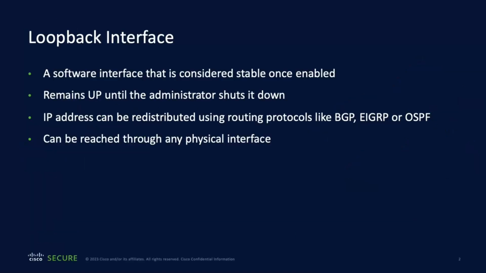Here is a quick overview of the loopback interface. A loopback interface is a software interface that is considered stable once it has been enabled. It will always remain in the up status until the administrator shuts it down. The IP address of the loopback interface can be redistributed using any of the routing protocols like BGP, EIGRP, or OSPF. Alternately, static routes can also be used to reach the interface. The IP address of the loopback interface can be reached through any of the physical interfaces on the device.